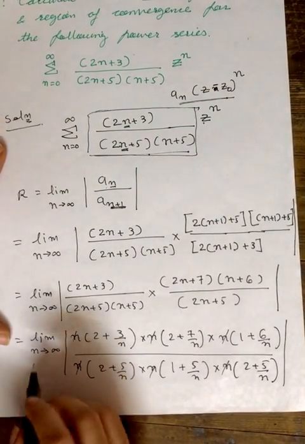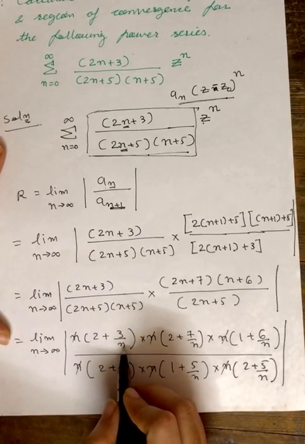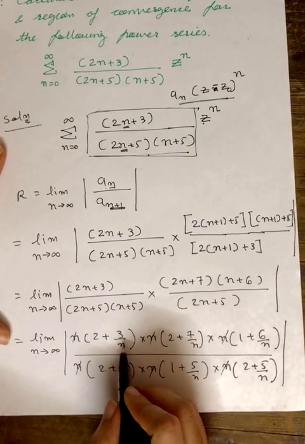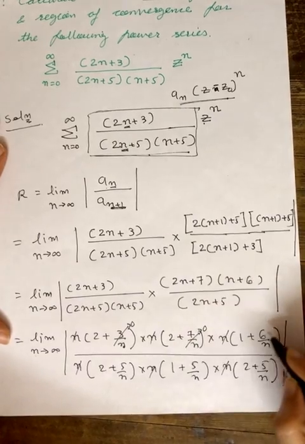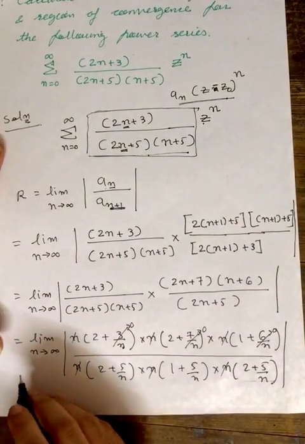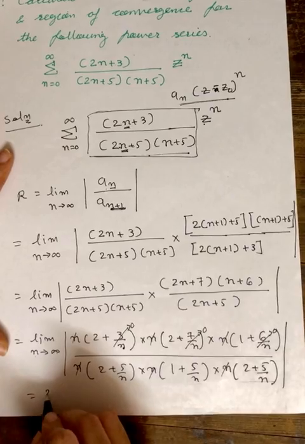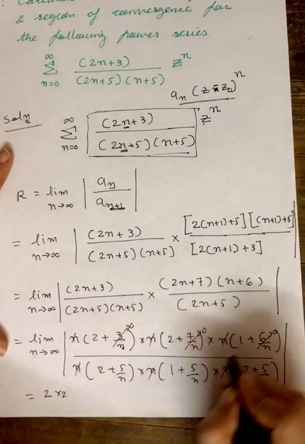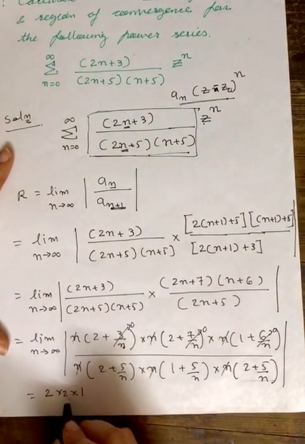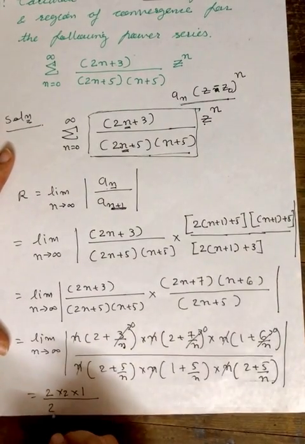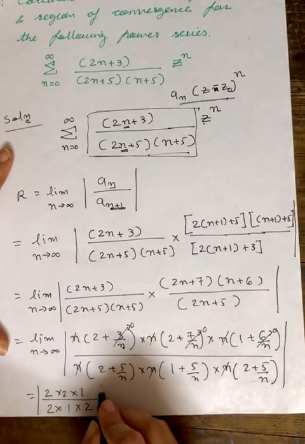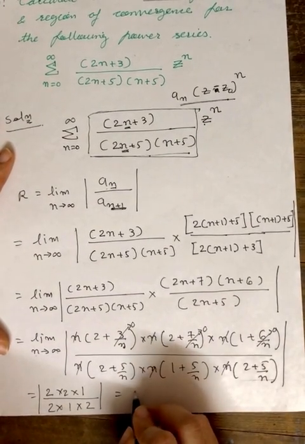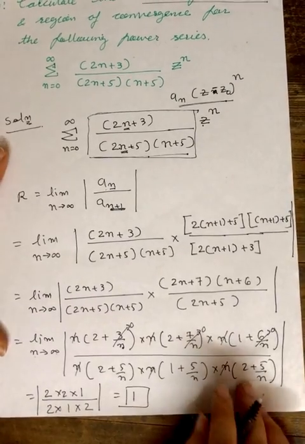Now you see here that as n tends to infinity, you put the limit over here, 1 upon infinity will be 0. So this term will go to 0, this term will also go to 0, and all the other terms will go to 0 like this, and we will be left with 2 into 2 into 1 divided by 2 into 1 into 2, and that means 1. So this is the radius of the convergence.